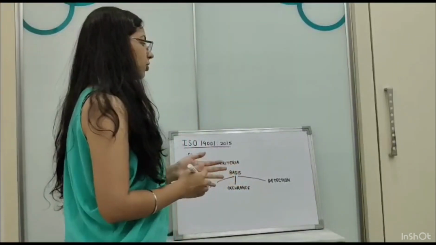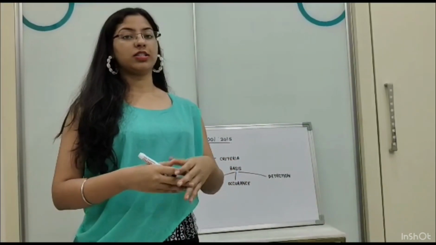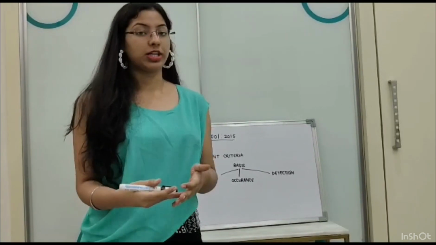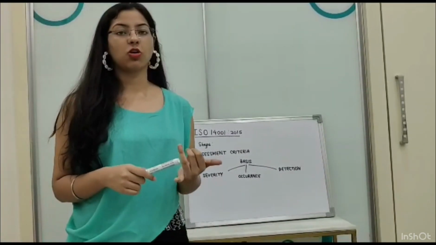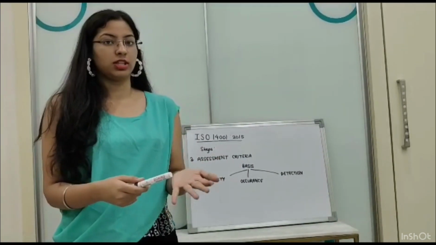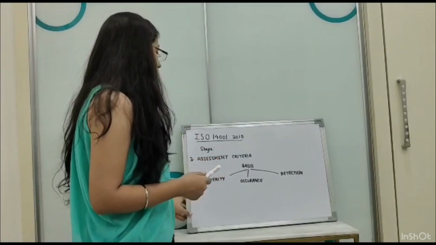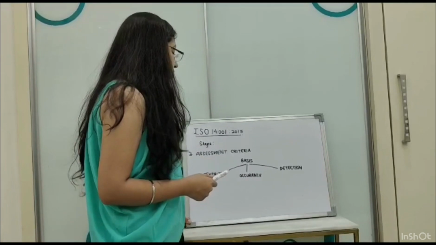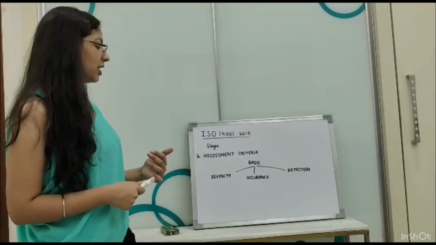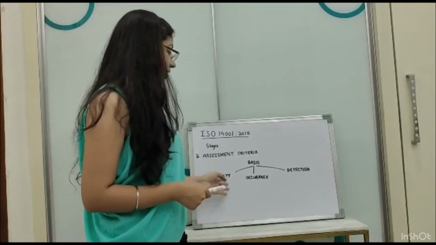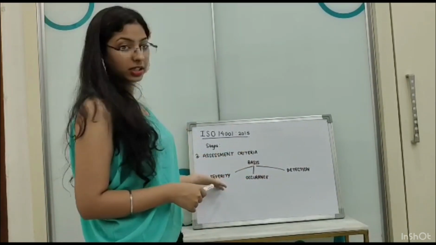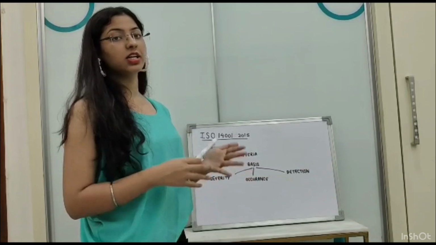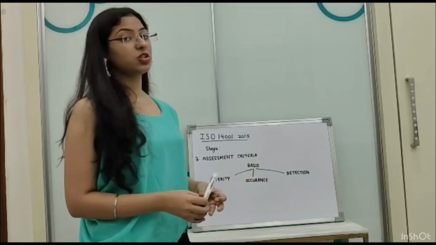And the next step. In this step we first saw the listing down of the activities, the products and the services. Secondly, we talked about establishing the cause and effect relationship between them. So the last step is assessment criteria. The basis of the assessment criteria is severity, occurrence and detection. So first of all, we'll talk about severity. How severe is the issue? That means use of paper.